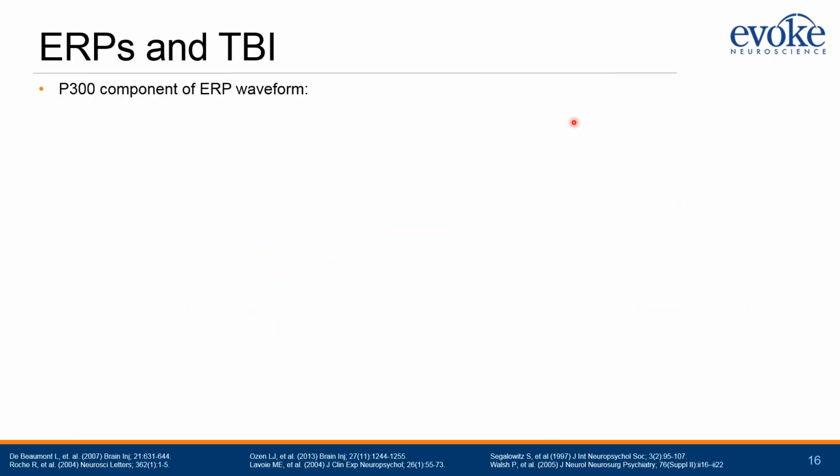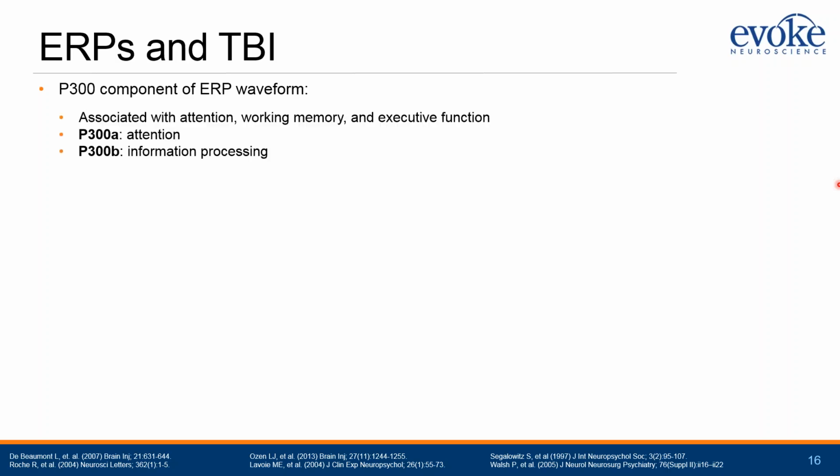Okay, so why do we care about event-related potentials when we're talking about TBI? As I previously mentioned, there are different components to the ERP waveform, and I was talking previously about the P300 component. So P300 is associated with attention, working memory, and executive function. And there are kind of two different aspects of it. P300A relates to attention, and P300B relates to information processing. Now, both of these things can be affected for somebody with a traumatic brain injury.